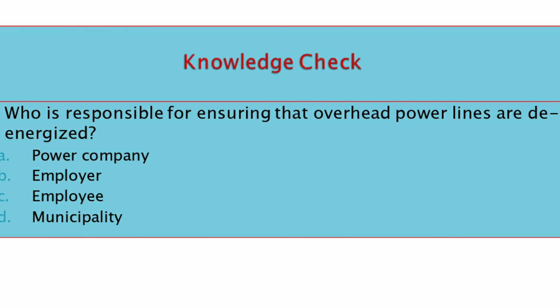Who is responsible for ensuring that overhead power lines are de-energized? A. Power company. B. Employer. C. Employee. D. Municipality. Answer. B. Employer.